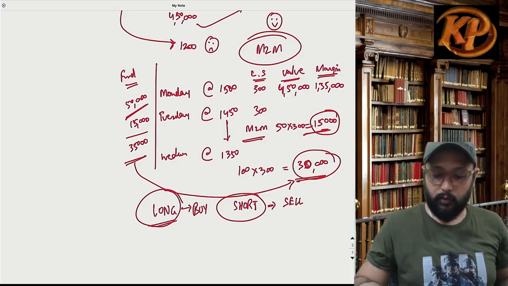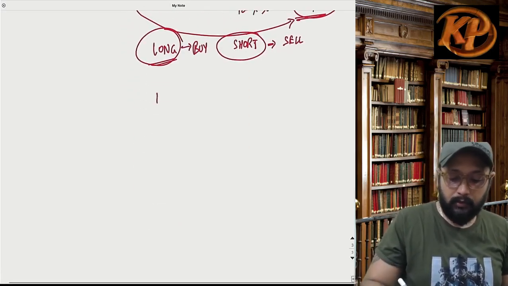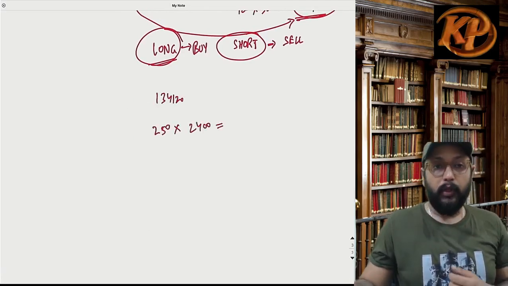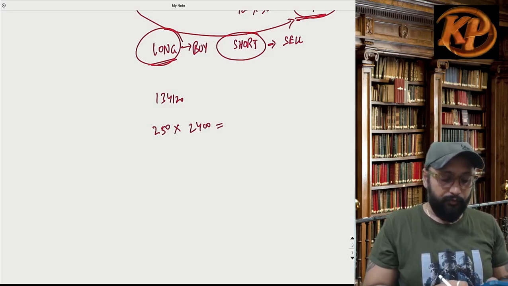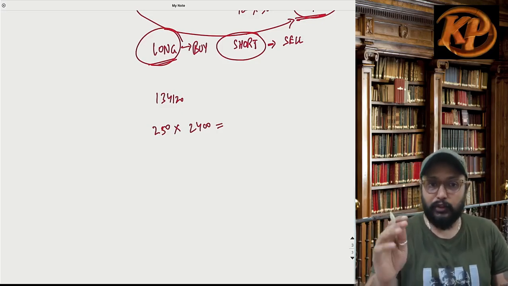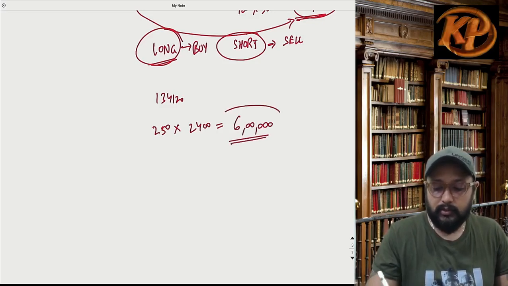Let's do one thing. We'll do small maths. How much margin did I say to pay? 1,34,120. And how many shares of Reliance? 250. What is the current price of Reliance? 2,400. Which means, think of it very normally, 2,400 into 250. If I buy 250 shares of Reliance in the cash market, I will be required to pay close to 6 lakhs. This is if you want the delivery.